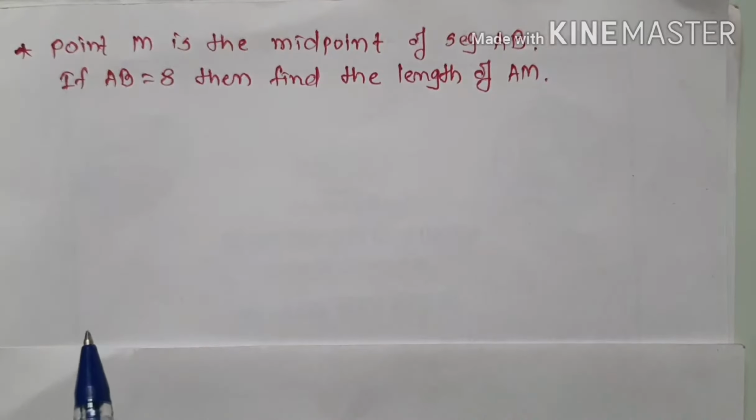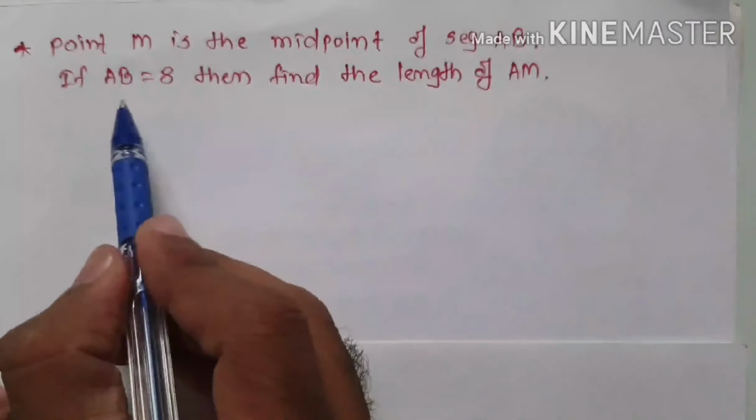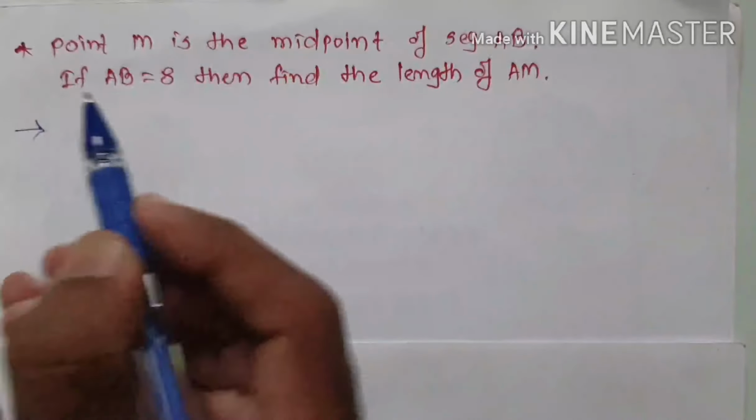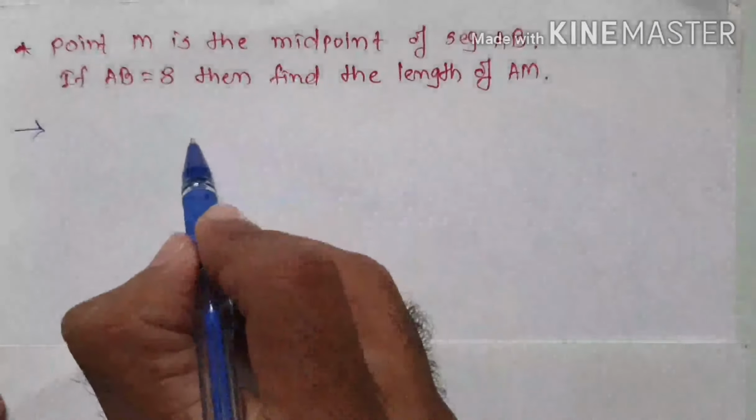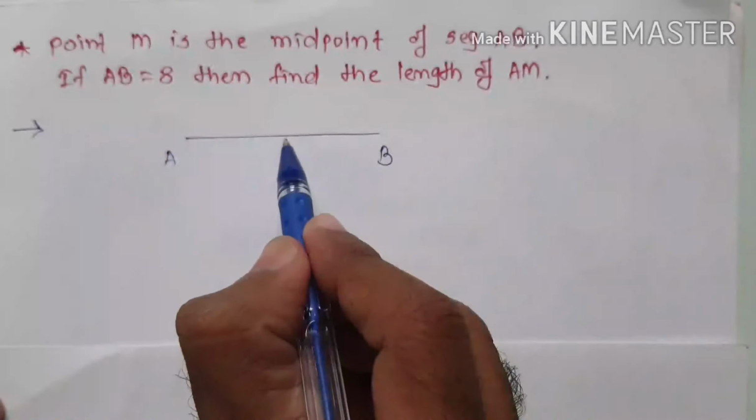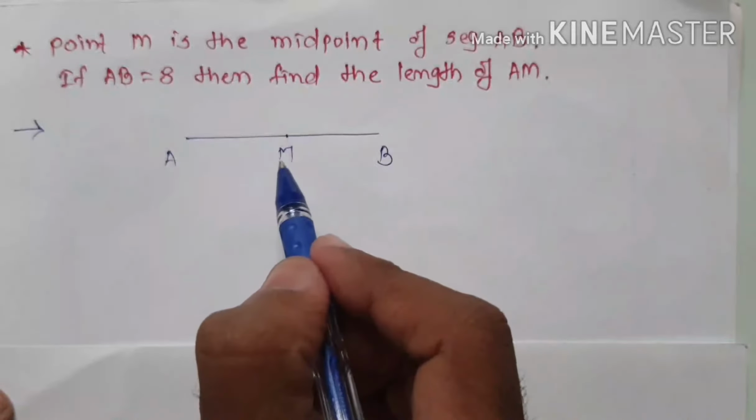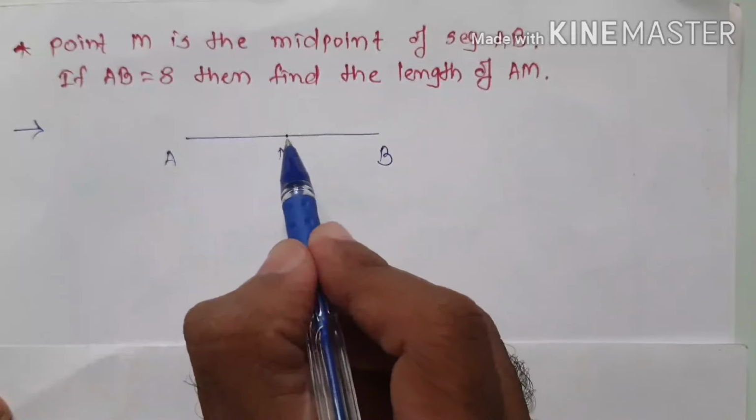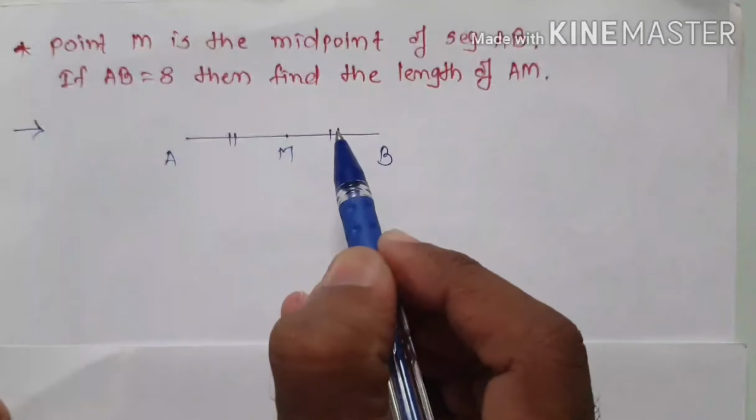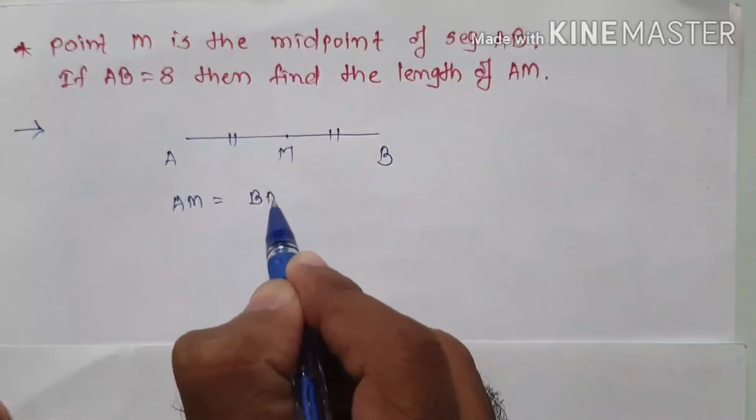The next problem is, point M is the midpoint of segment AB. If distance AB is 8, then find the length of AM. As it is given that point M is the midpoint of segment AB, suppose this is segment AB and let this be point M. As it is the midpoint of segment AB, which makes two equal parts of AB, that means AM must be congruent with BM. So from this we can write AM is equal to BM.